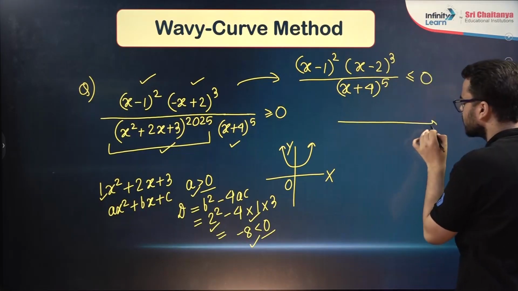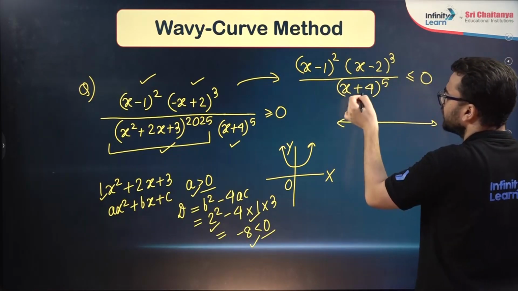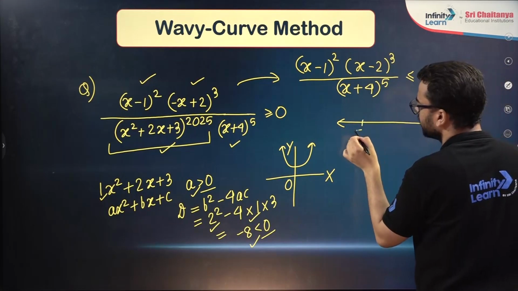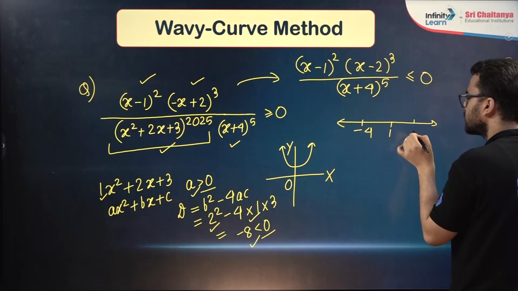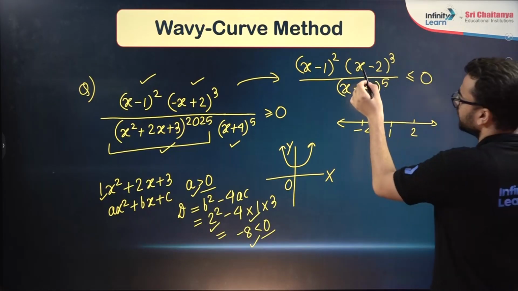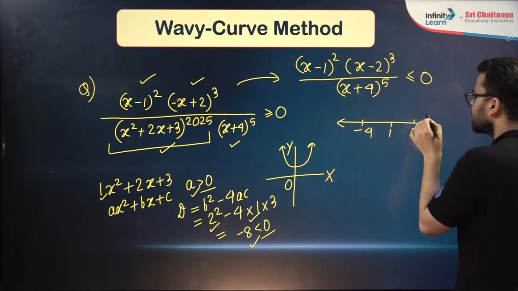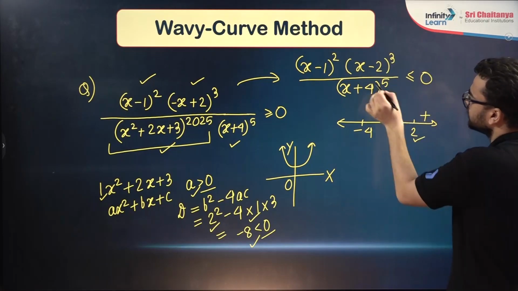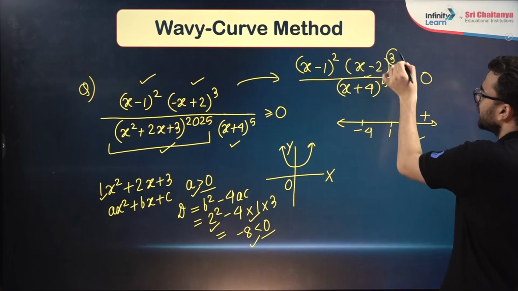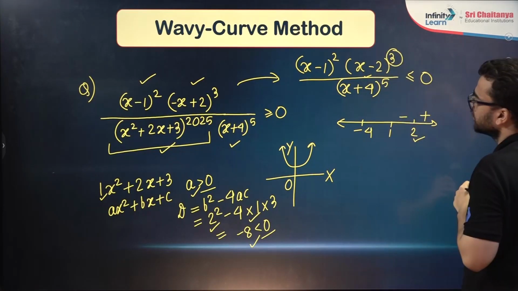Just plot the zeros of all the polynomials. The zero of this is minus 4, of this is 1, of this is 2. Then because the coefficient of x is positive in all the cases, start with plus sign. Then this is the zero of this polynomial having odd exponent, so the sign will change.